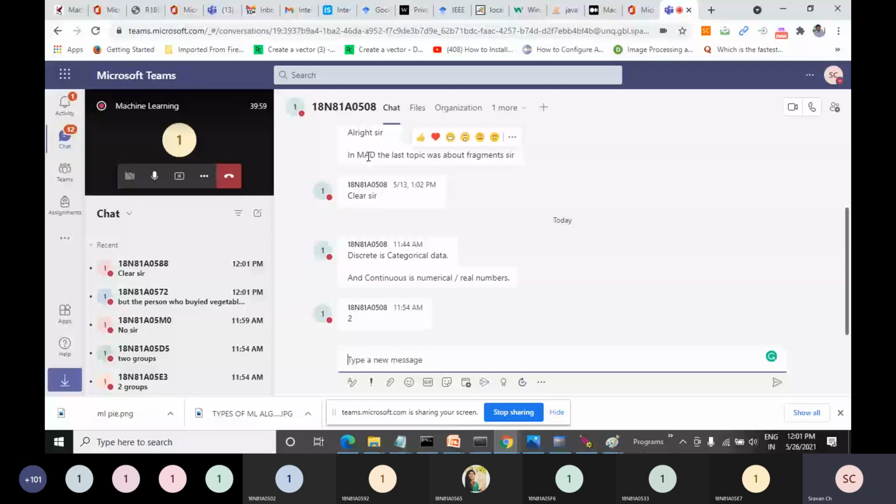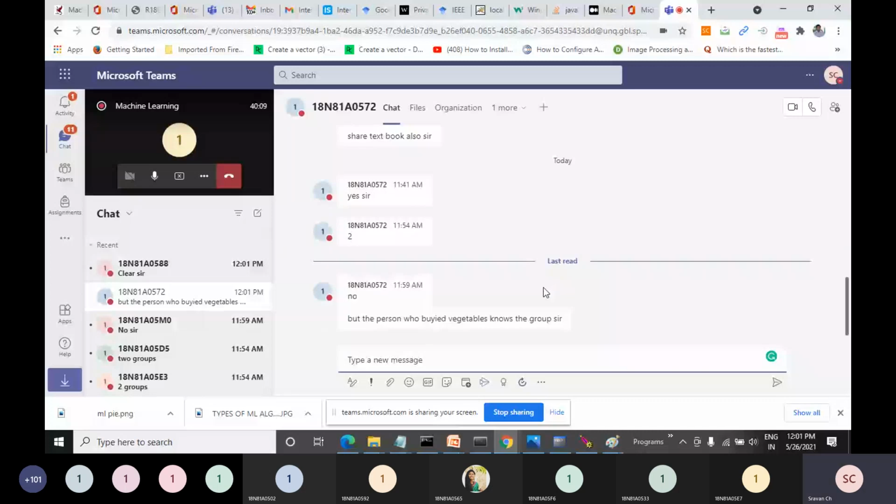Meanwhile, one doubt raised by one student, 572: the person who buys the vegetables knows the groups, sir. Yeah, it's a good point. I gave you this example only to show that the person who is solving the problem is not aware of the class labels. He has never seen the data. In this example, the data set is my vegetable bag, and the person solving the problem is my son.